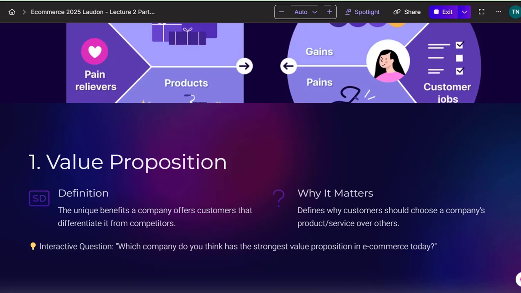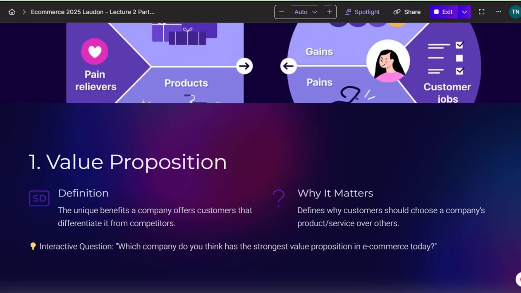For the 8 key elements of an e-business model, we will look at number 1 first, the value proposition. A value proposition is a unique benefit a company offers customers that differentiates it from competitors. It defines why a customer should choose a company's product or service over others. An effective value proposition is crucial for the company to stand out in the market and attract customers.